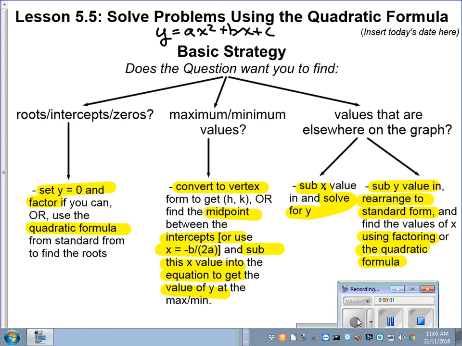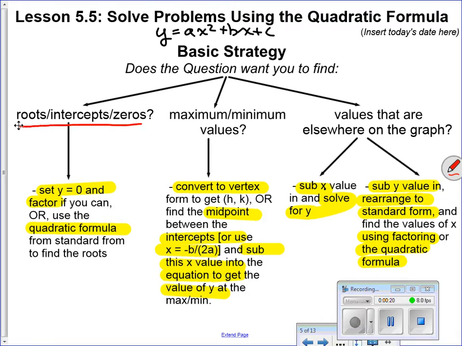Solving problems using the quadratic formula. We're talking about the equation y equals ax squared plus bx plus c and all the forms that it comes in. Now, y equals ax squared plus bx plus c is useful in the sense that we can, first of all, find the roots or the x-intercepts or the zeros. And in order to do that, we let y equal 0, and we factor if we can.